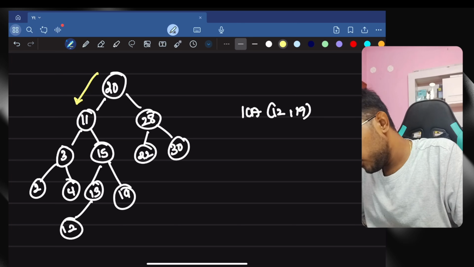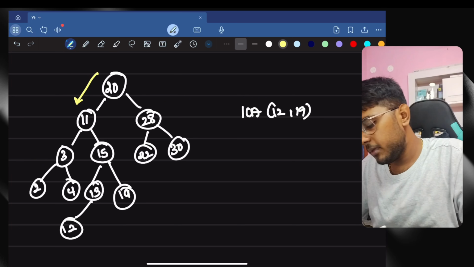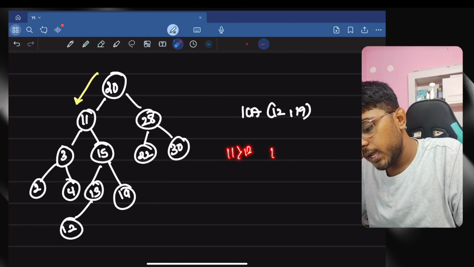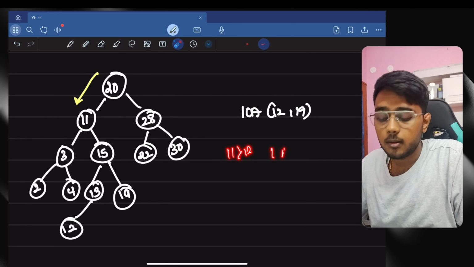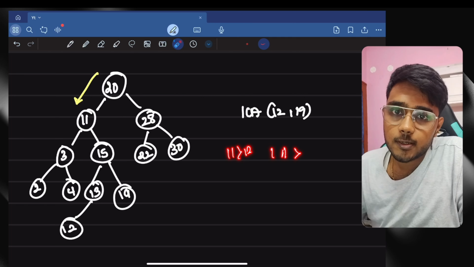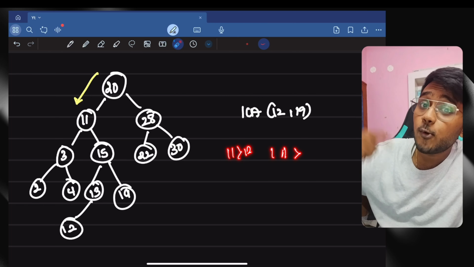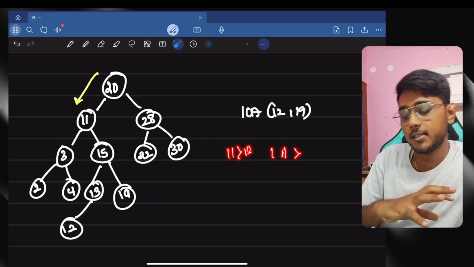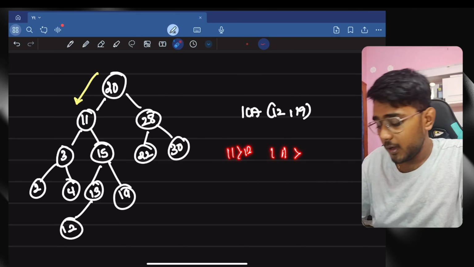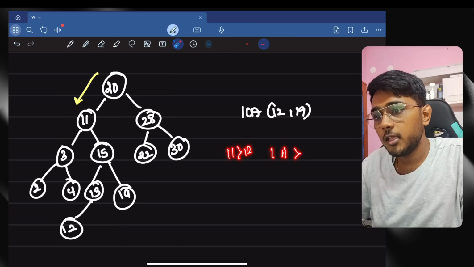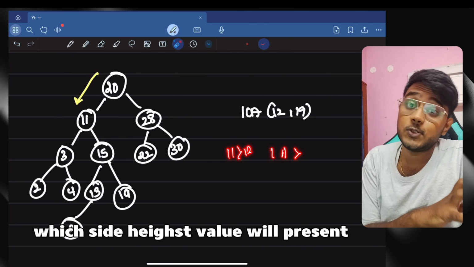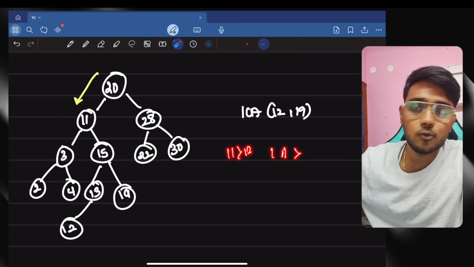Now we are standing at 11. Now tell me, is 11 greater than 12 and greater than 19? No, it isn't. Base case, what does it tell? One of the base cases: both nodes lie on the right side. Now, according to the BST property, on which side will the higher values be? Right. Now we need to move to the right side.